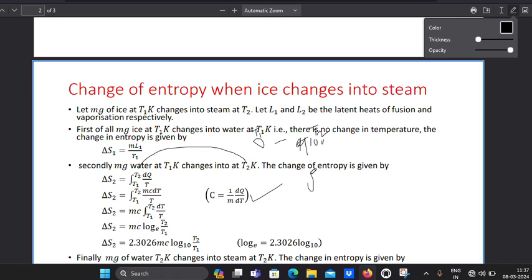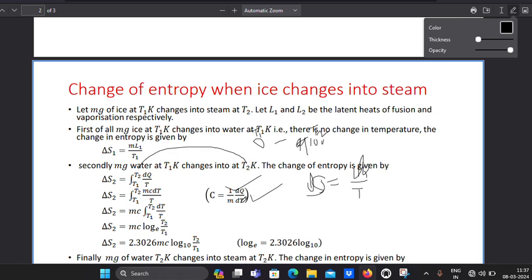I told you ds is equal to dq by T. It is the second law of thermodynamics. Okay, it is the second law of thermodynamics. ds is equal to dq by T, and in the place of q, we have to substitute the value from here. So see, it is the actual formula of specific heat. Specific heat formula C is equal to 1 by m dq by dt.